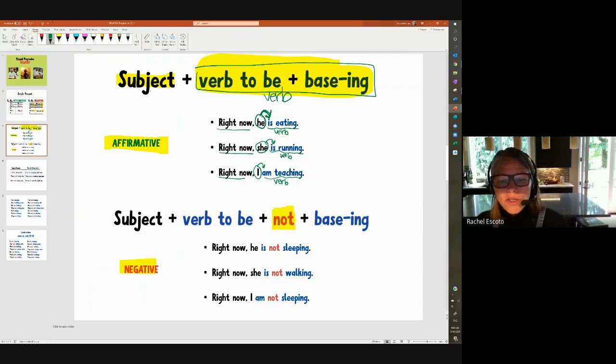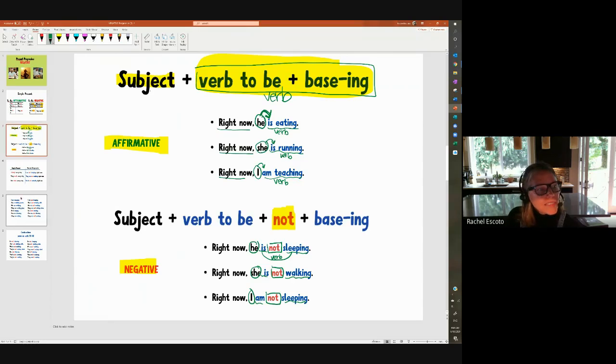Okay, so let's look at how that works. Right now, here's our subject, here's our verb, and then we put that not right in the middle. See, we're splitting the verb because these two things here are the verb, right? Is sleeping is the verb. So we have he is not sleeping. She, here's my verb, is walking, and then we put the not in the middle. She is not walking. I, my subject, my verb, am not sleeping.